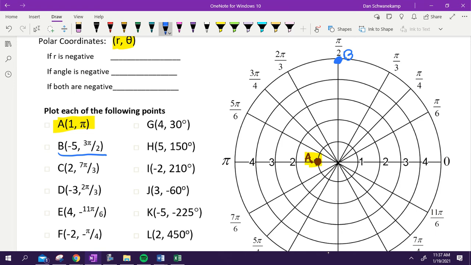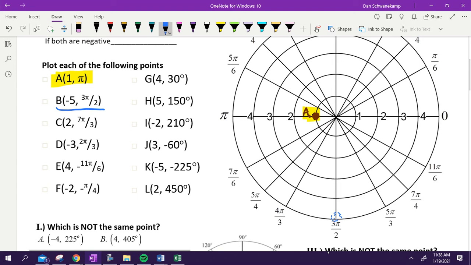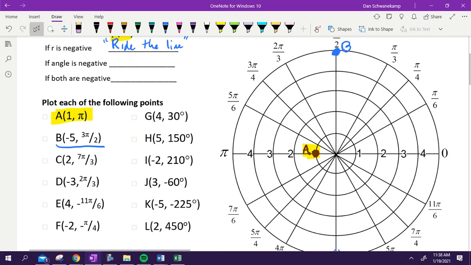So here's what we state. If R is negative, I like to say the phrase, you ride the line. Obviously that is just a cool little phrase that I made up, trademarked, but it's riding the line. So we started off being down here, but if we don't want it there, we have a negative radius. We ride the line. It starts with the R. We ride that line across to the other side, and it's going to give me the same value. Everybody good there?